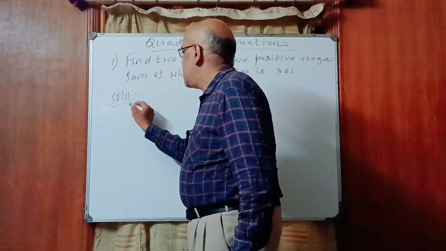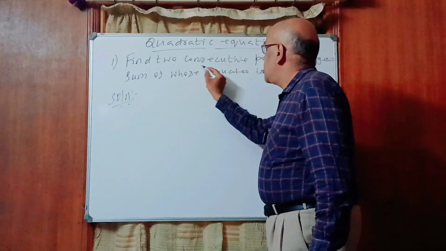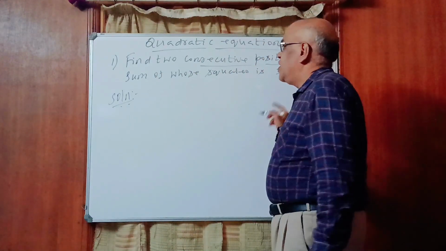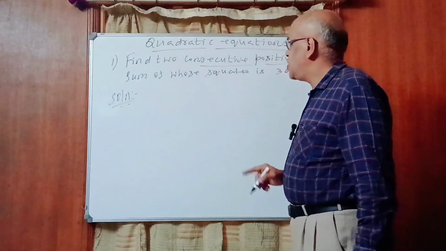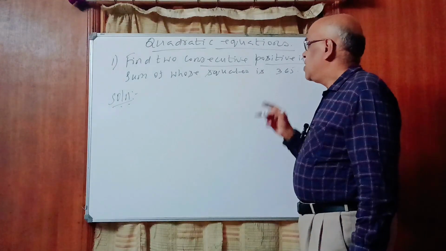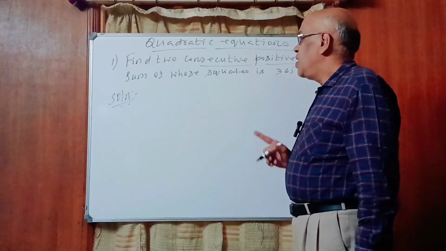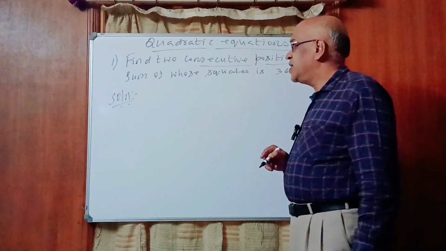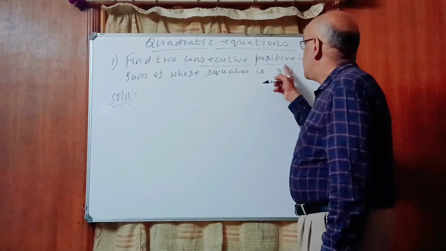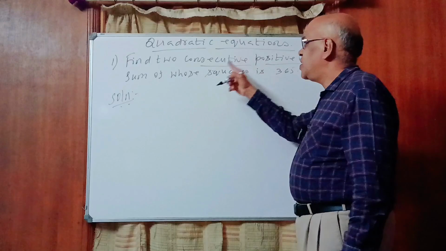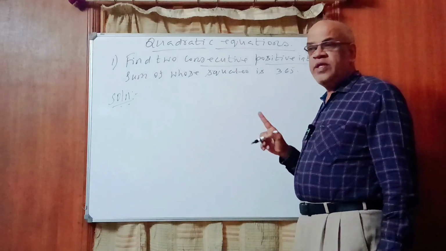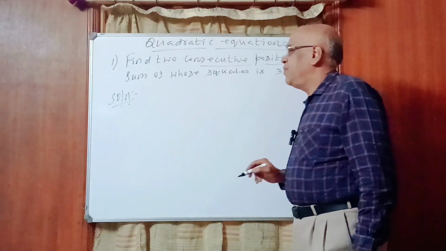Look at the question, children, again. Find 2 consecutive positive integers. Integers can be negative, 0 or positive, but what is asked here is positive integers. Conditions. Mathematics is full of conditions. Look at the conditions and start the sum. Find 2 positive integers. What kind of positive integers? Consecutive. Consecutive means they appear continuously.